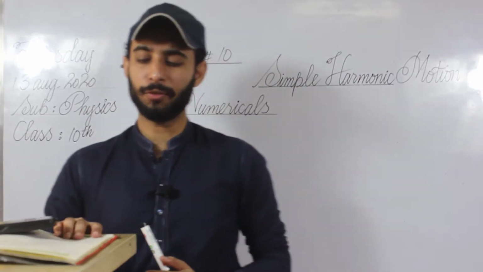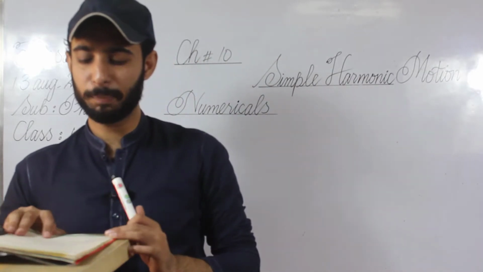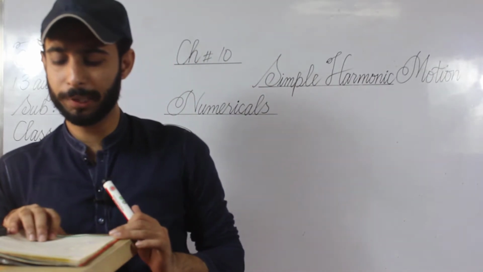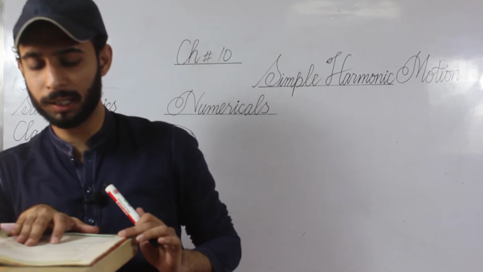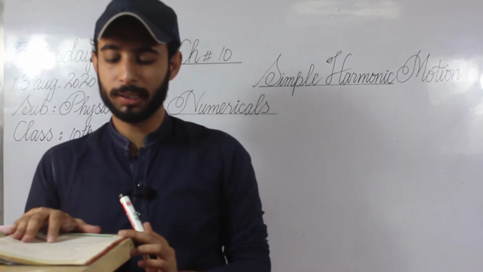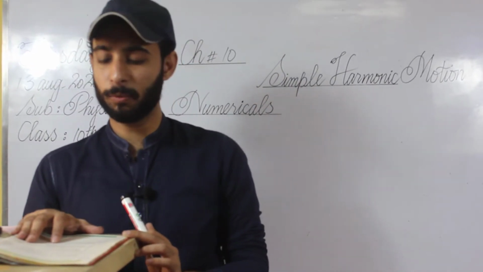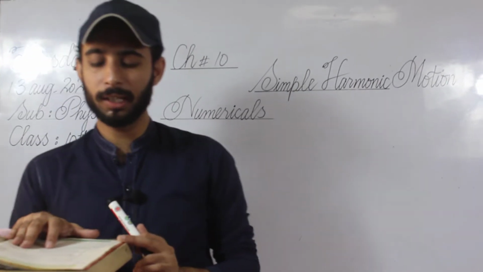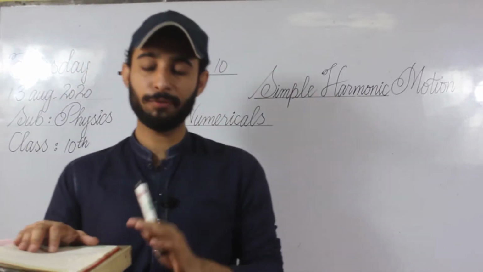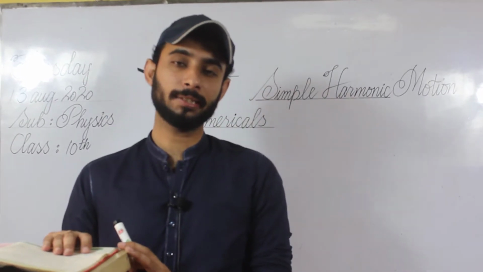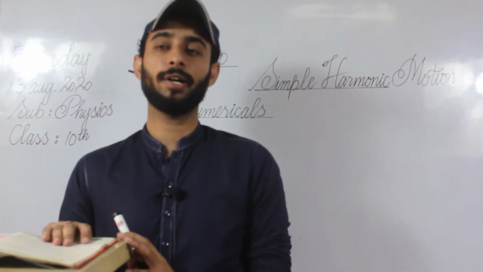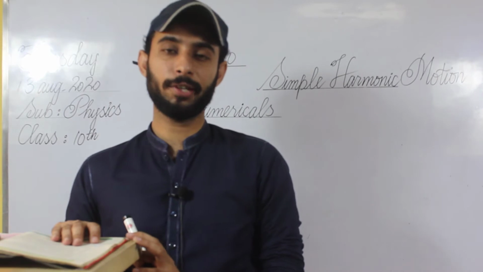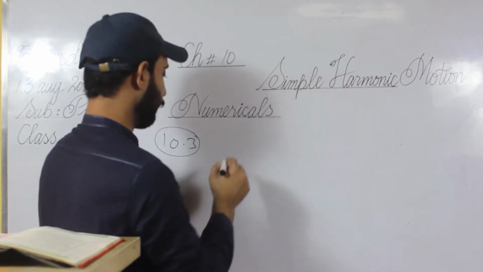Find the time periods of a simple pendulum of 1 meter length placed on the earth and on the moon. The value of g on the surface of the moon is 1.6 of its value on the earth, where the value of g on the surface of the earth is 10 meter per second square. So first of all, the given data.